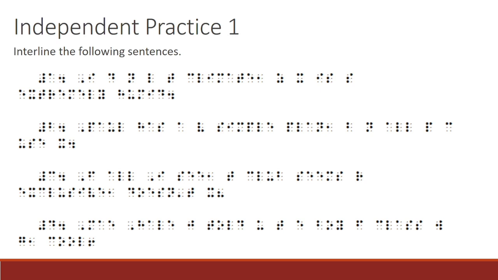Here is independent practice 1. When you begin each sentence, press the space bar 2 times. This creates the indent for a new paragraph or numbered list. You are going to interline the following sentences that are written in Braille font. When you are finished, move on to the answers, which are in the next slide.